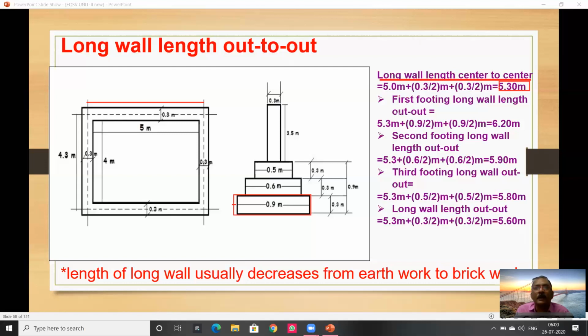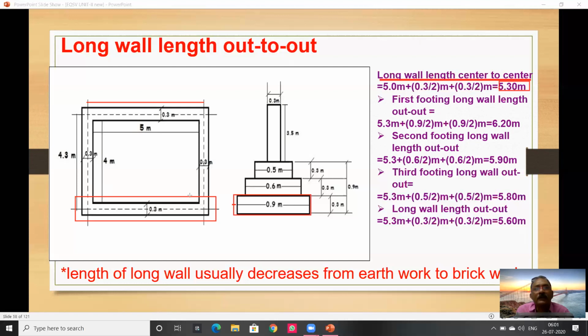The second step is the first footing long wall length out to out. Suppose, for example, I will explain here. What is the foundation of this? If you see from the plan, this is your plan of the first footing. Observe, this is the wall. Leave all other things aside.